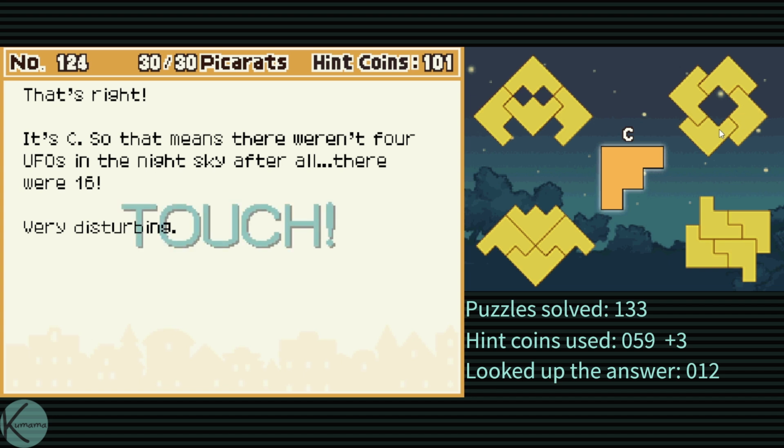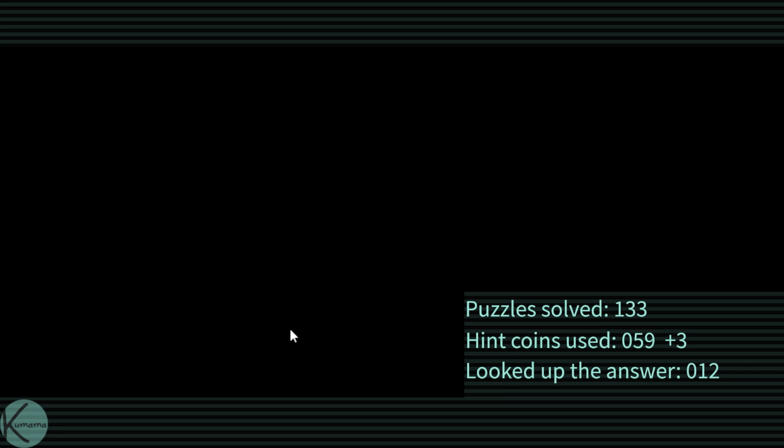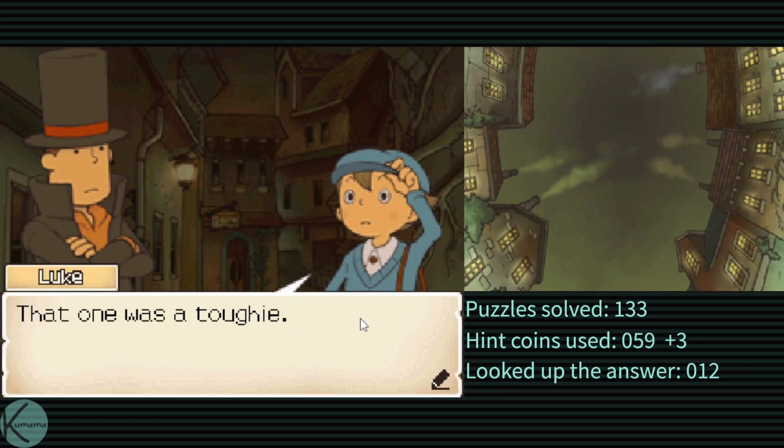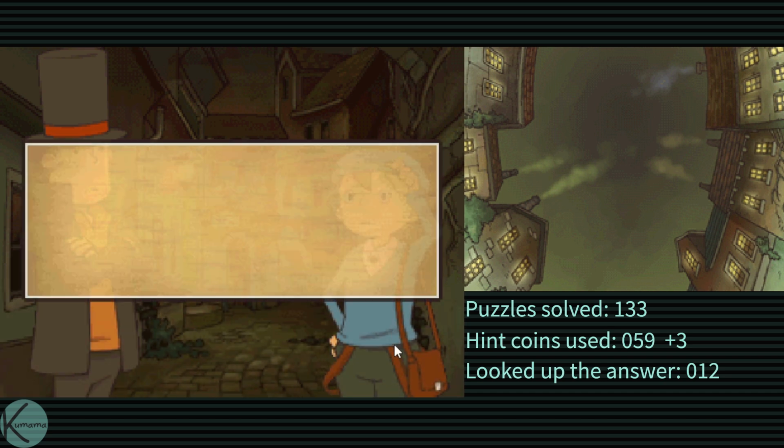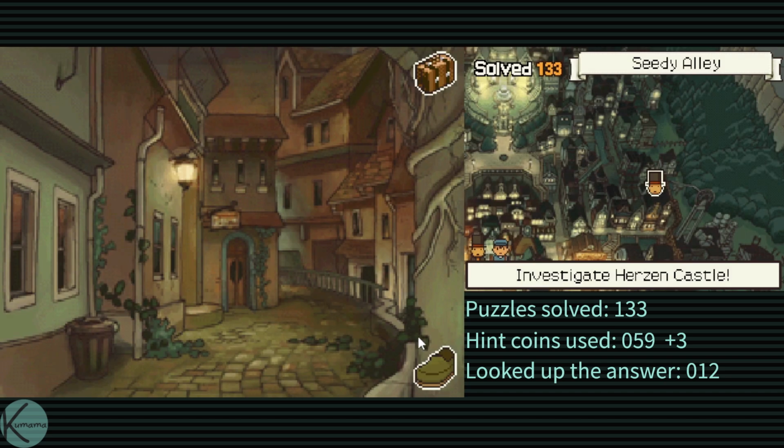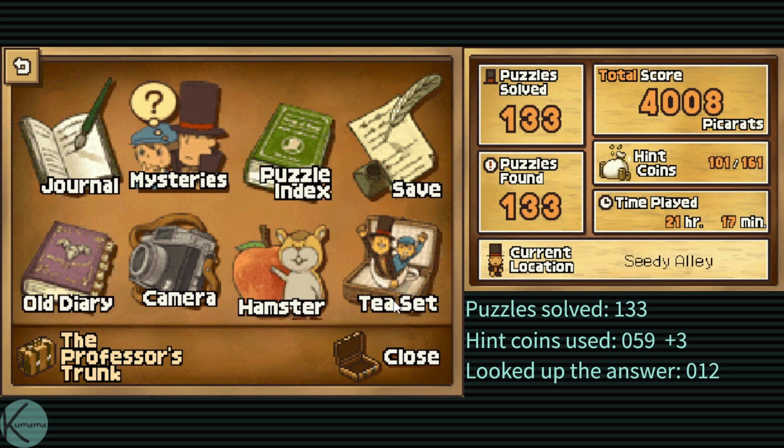Oh, that's clever. Yeah, like I figured it was something like this from that one. This one I was a little confused on, but that makes a lot of sense. And then obviously, this one was kind of the giveaway for that. That's right, it's C, so that means there weren't 4 UFOs in the night sky after all. There were 16! Very disturbing. Also, why are the building blocks UFOs? But don't ask about that. That one was a toughie! 30 minutes on a sliding puzzle, 5 seconds on a UFO one.